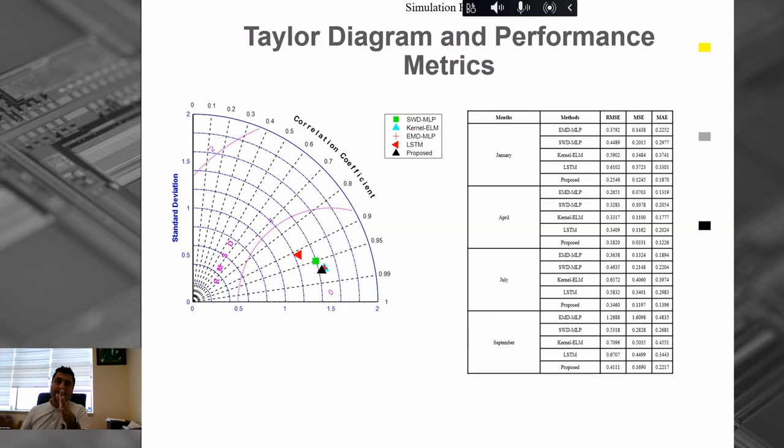As a result, the overall performance capability of the proposed hybrid model gave the best results monthly. It is a clear indication that the CEEMDAN kernel ELM hybrid model can be accepted as a better modeling tool for solar energy forecasting.